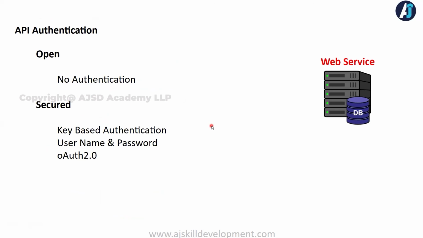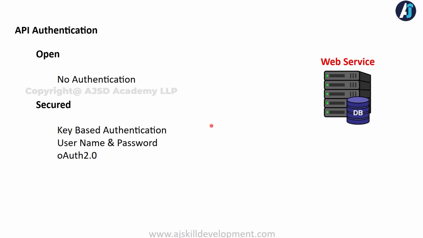Okay, now let's discuss REST services. Generally, REST service authentication comes in two types: one is open, and the other is secured. Open, as you can easily understand from the name itself, means that if you want to access data on a web server and the web service is open, there is no need to give any username and password.